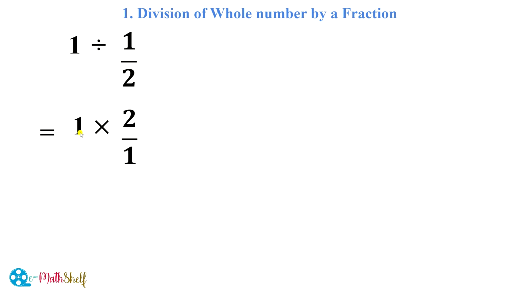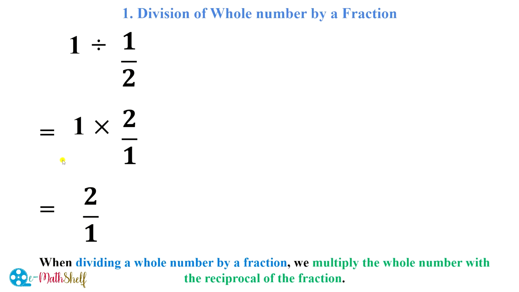We know that 1 into 2 will give us 2, and the denominator of the fraction will remain as it is, that is the number 1. So hence we will get the fraction 2 upon 1. Okay, so here we see that when dividing a whole number by a fraction, we multiply the whole number with the reciprocal of the fraction. The division sign will change into multiplication and we will take the reciprocal of the divisor.